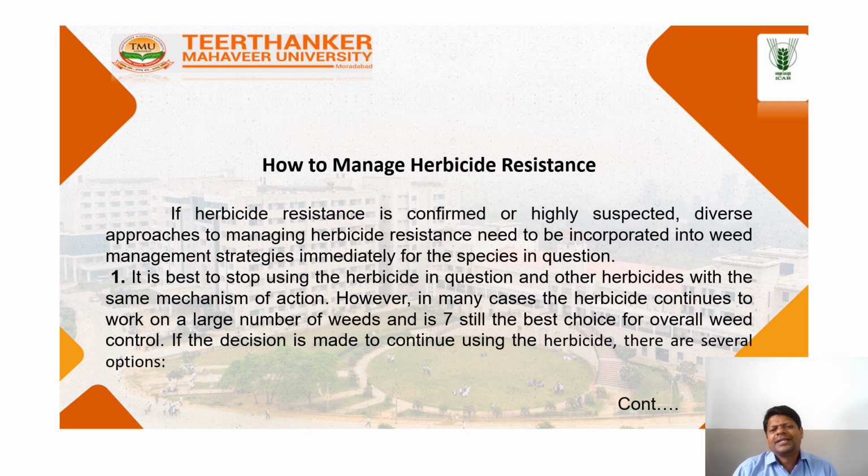Here it is mentioned how to manage herbicide resistance. If herbicide resistance is confirmed or highly suspected, a diverse approach to managing the herbicide resistance needs to be incorporated into the weed management strategy immediately for the species in question. It is best to stop using the herbicide in question and other herbicides with the same mechanism of action. However, in many cases the herbicide continues to work on a large number of the weeds and is still the best choice for overall weed control. If the decision is made to continue using the herbicide, there are several options.